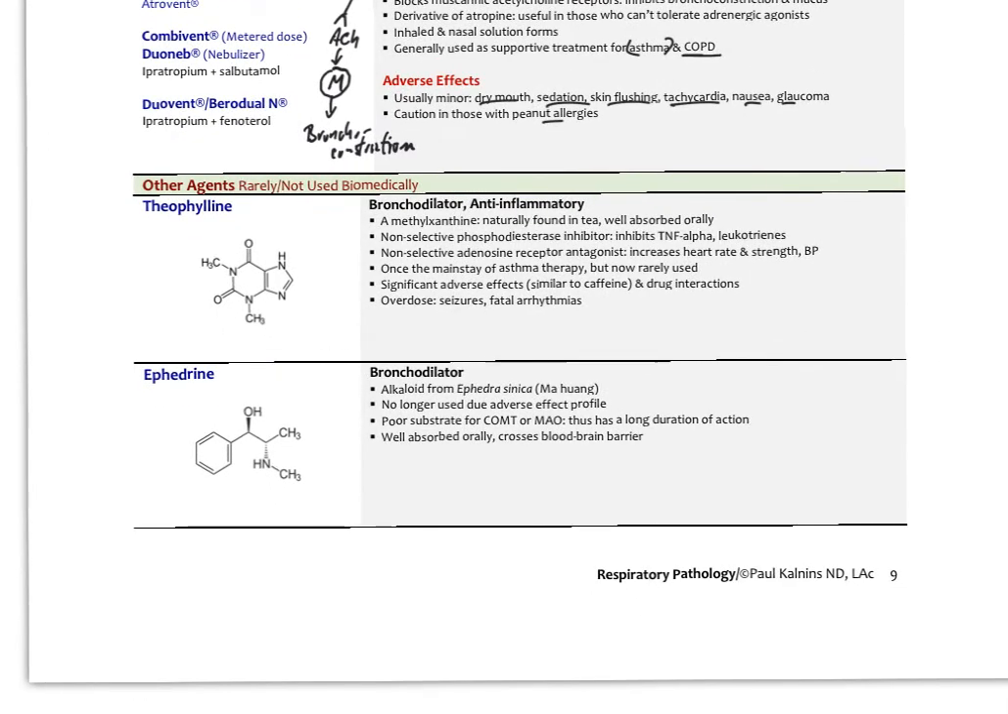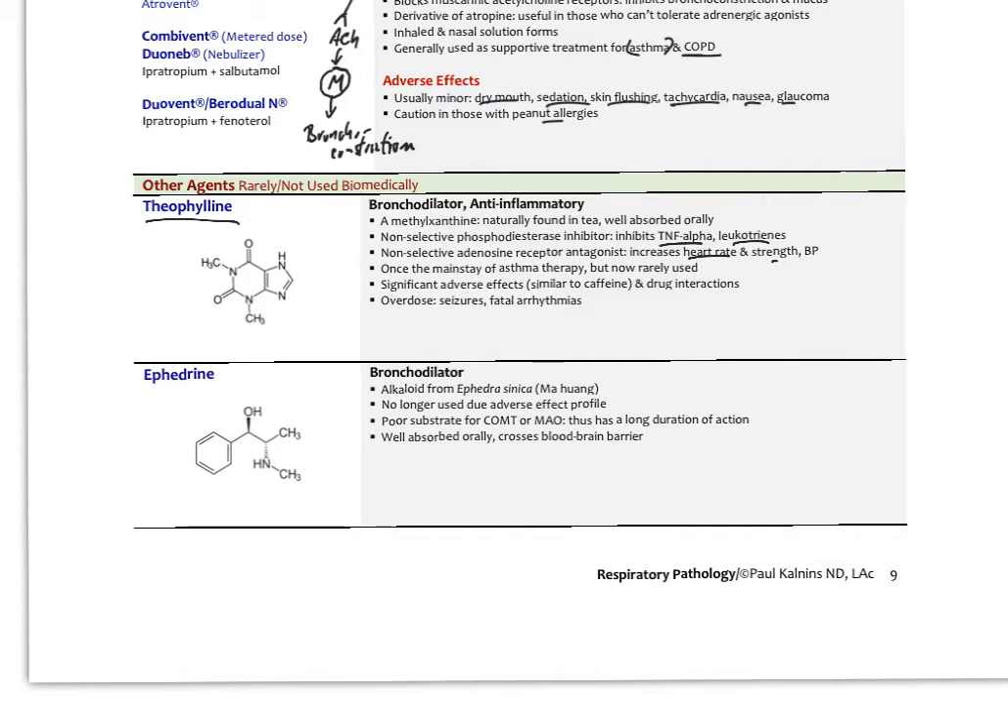Other agents that are less commonly used would be theophylline. This used to be a major treatment for asthma. This is an ingredient in green tea, or any tea, black tea as well. It's what's called a methylxanthine. It's related to caffeine, well absorbed orally. And it is a non-selective phosphodiesterase inhibitor. It inhibits cytokines, TNF-alpha, leukotrienes. It also is an adenosine receptor blocker, and that's going to increase heart rate, increase strength. But it has an effect of opening airways as well.